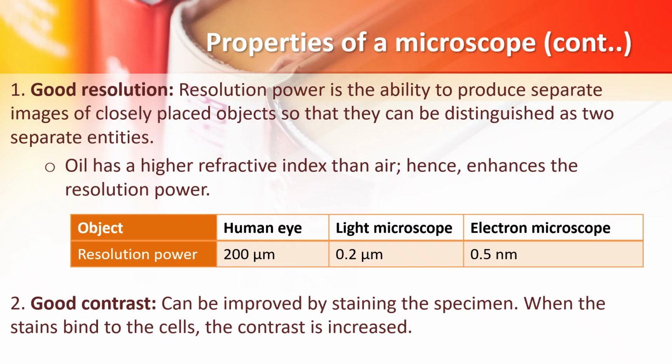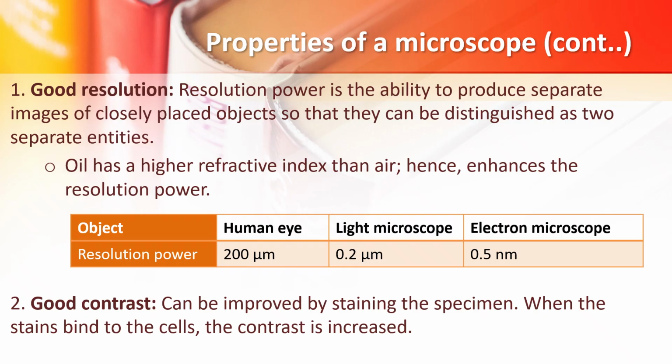The first is good resolution. What do you mean by resolution? Resolving power is the ability to produce separate images of closely placed objects so that they can be distinguished as two separate entities. Oil immersion has a higher refractive index than air, which enhances the resolving power. For example, in the human eye, the resolving power is 200 micrometers. In the light microscope, 0.2 micrometer. In the electron microscope, 0.5 nanometer. This is about resolution.